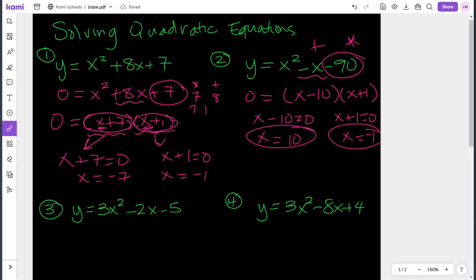and those are my 2 x-intercepts. So when I graph, just quickly, I'll graph this. I have an x-intercept at 10, and I have an x-intercept at negative 1. And I can find the vertex between the two. I can use vertex formula to find it.